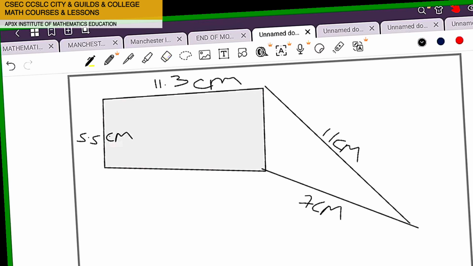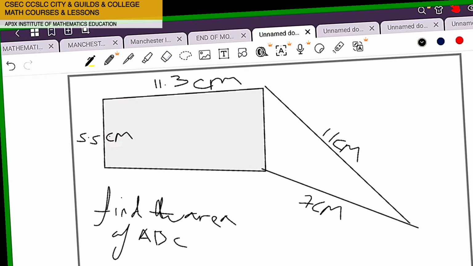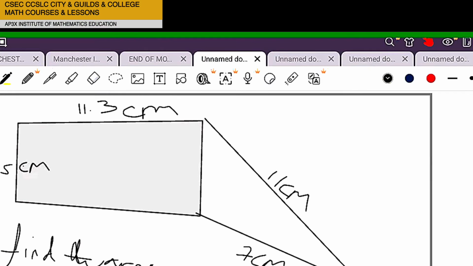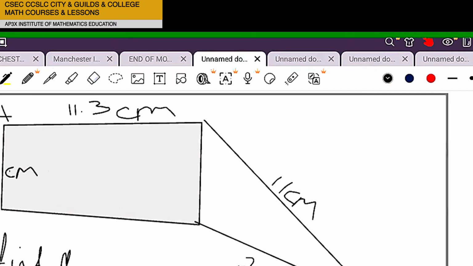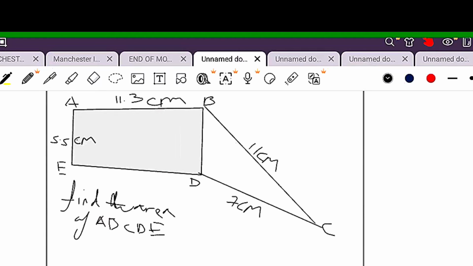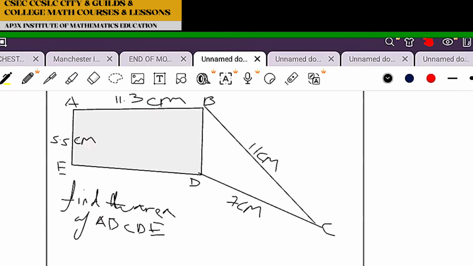find the area of A, B, C, D, E. And this is A, this is B, this is C, this is D, and this is E. Shape, find the area of the whole entire shape put together. All right, and you're gonna encounter shapes like these on a regular.